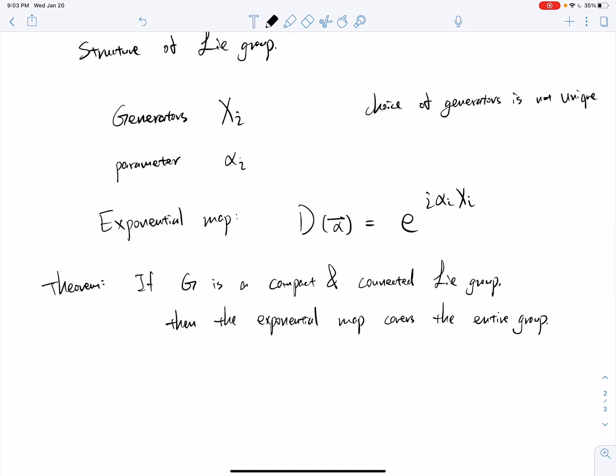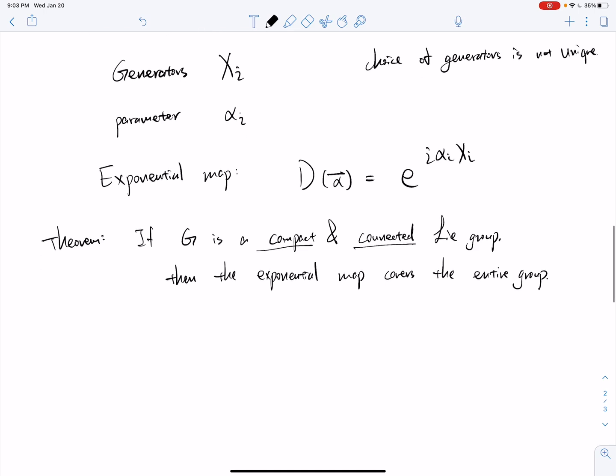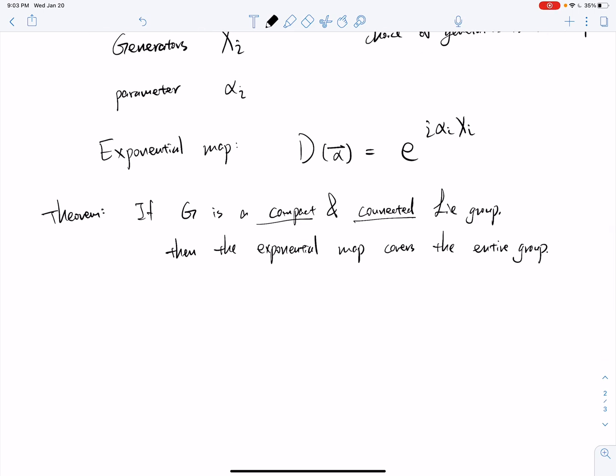However, it is very unfortunate that the requirement of compactness and connectivity is not exactly met by the Lorentz group, which we'll see very soon. But we can reduce our Lorentz group into a subgroup that is called the Poincare group that satisfies these properties. So we will mostly analyze the Poincare group. This approach will be used in this video.